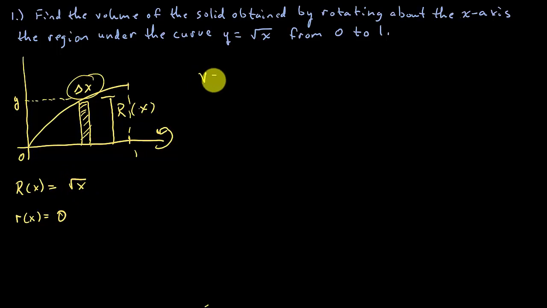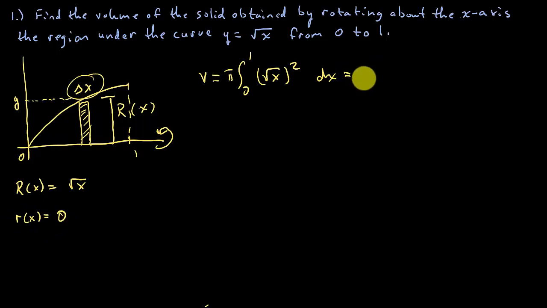And so now my volume is pi, from 0 to 1, of big R of x squared, so that's square root of x squared, and then we subtract off little r of x. Well, that's 0. And then times dx. See, really all this one was the disk method, but we did implement the washer method by saying little r is 0. We didn't need it in this problem, but I'm just showing you that you can show that.